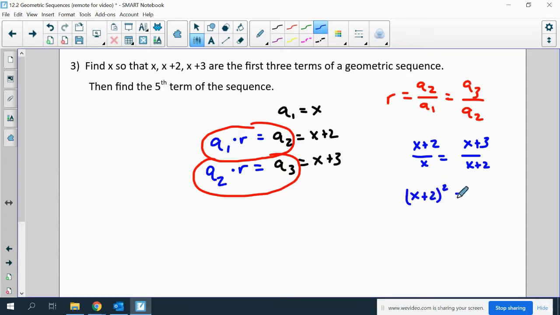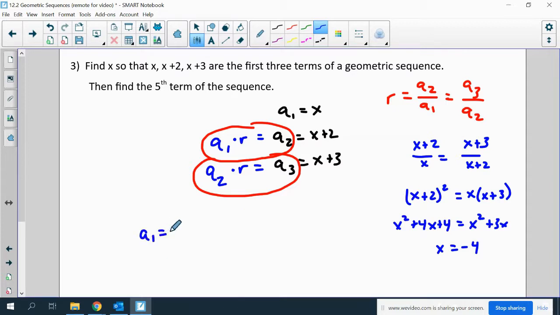So now I'm going to solve the proportion using a method that is commonly called cross-multiplying. So I end up with x plus 2 squared equals x times x plus 3. X plus 2 squared is x squared plus 4x plus 4. X times x plus 3 is x squared plus 3x. Now I'm going to subtract some things. So x squareds go away. Subtract 3x. And subtract 4. I get x equals negative 4.